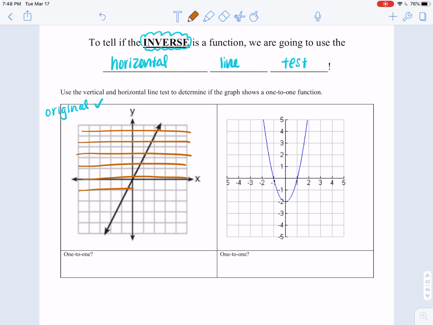Let's go ahead and use the horizontal line test to see if the inverse is a function. Look at that. No matter how I draw my horizontal lines, I only hit my graph at most at one point. So my inverse is also a function. Since they are both functions, yes, this is one to one.